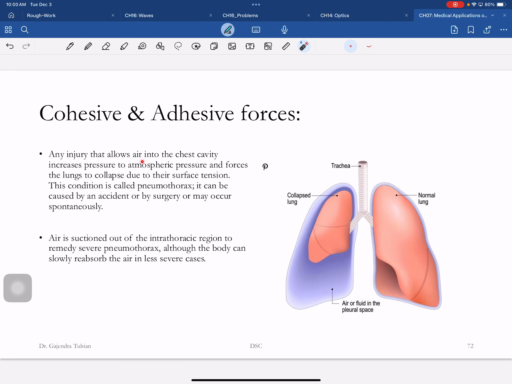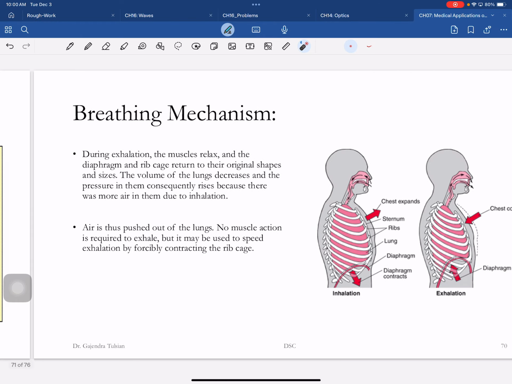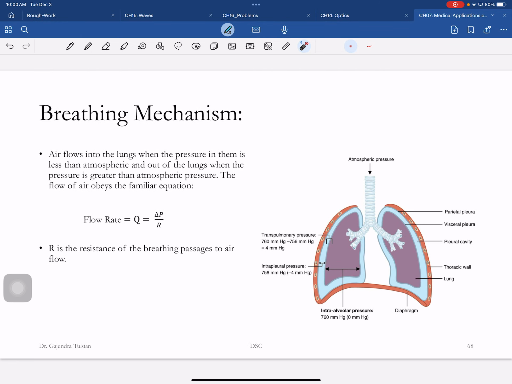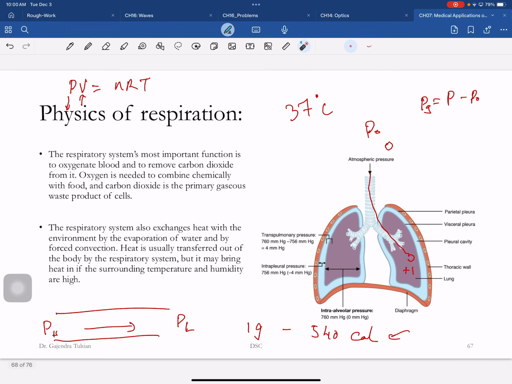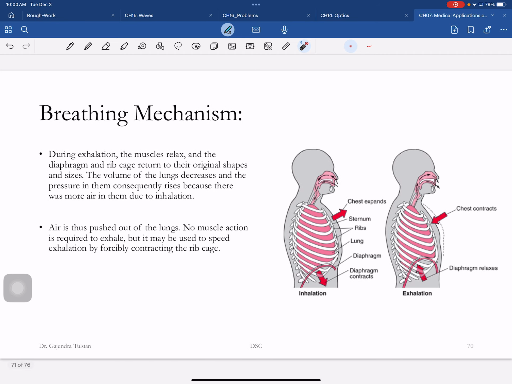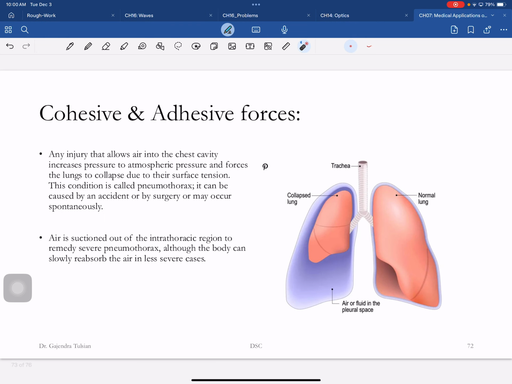Any injury that allows air into the chest cavity increases pressure to atmospheric pressure. So it'll increase this pressure from -4 millimeters to 0 millimeters, atmospheric pressure, and then your lungs will collapse, because the surface tension in the alveoli will add pressure and collapse them. Any injury that allows air into the chest cavity forces lungs to collapse due to their surface tension. So this is called pneumothorax.